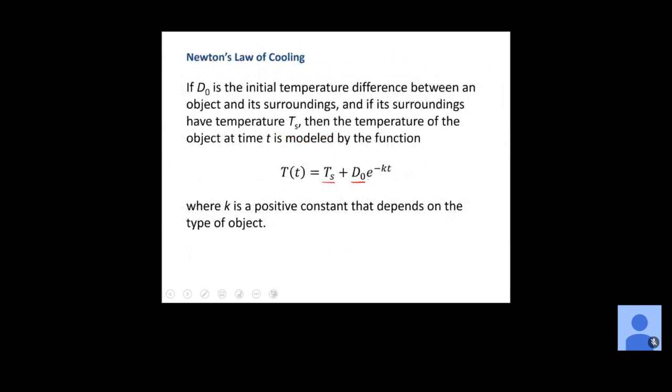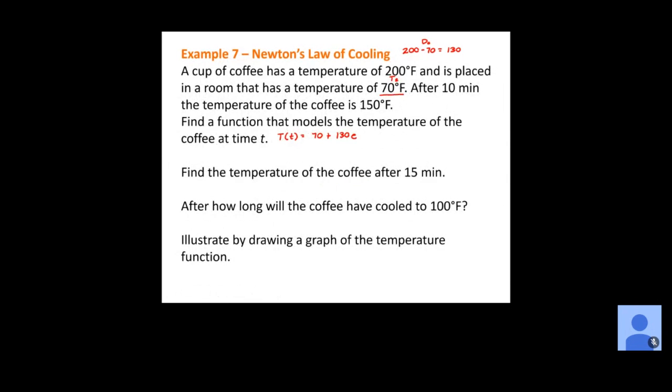And the next piece here, we're going to do e to the negative k times t. Now, I don't know what my k value is this time. They don't give us that constant. So this is going to be e to the negative k times t.